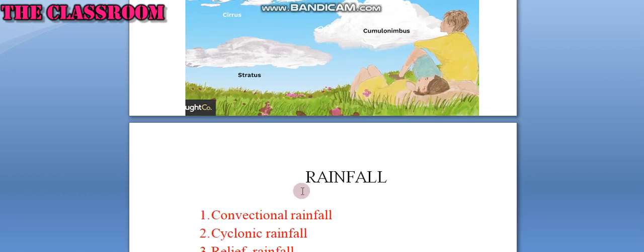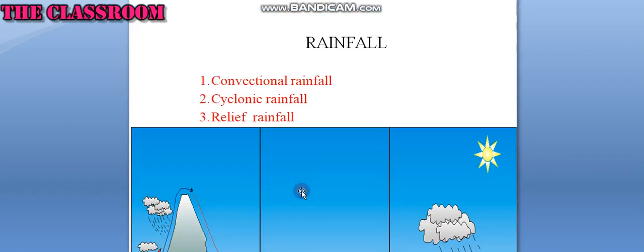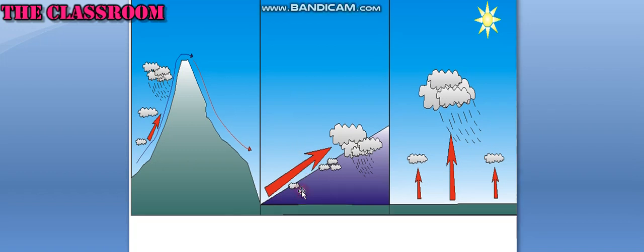Rainfall. What is rainfall? Rainfall is the most predominant type of precipitation: moisture-laden air masses rise upwards, form clouds and bring rainfall. Based on the mechanism of raising the air, there are three types of rainfall: convectional rainfall, cyclonic rainfall, orographic rainfall. See, this is the picture of rainfall.